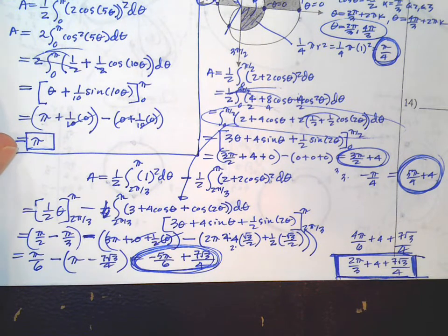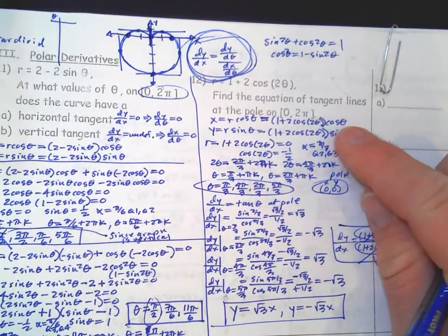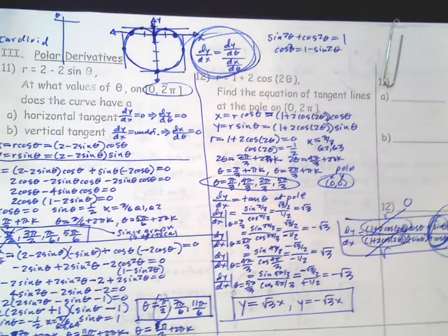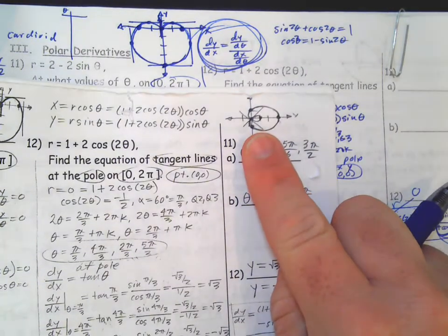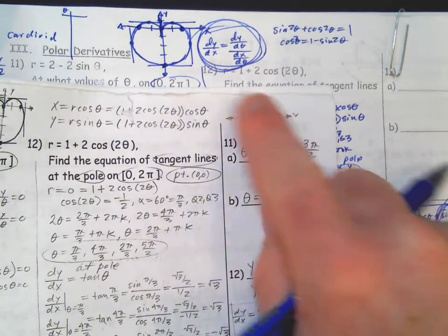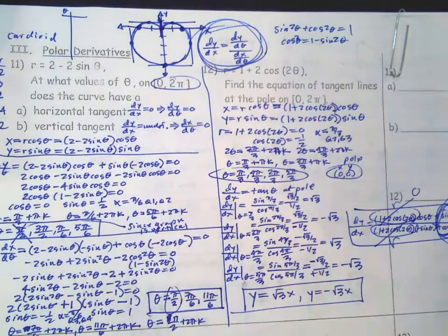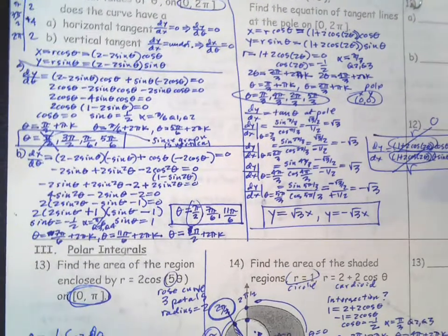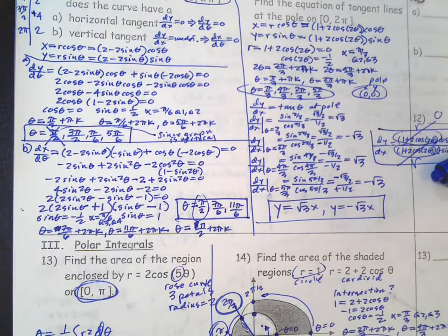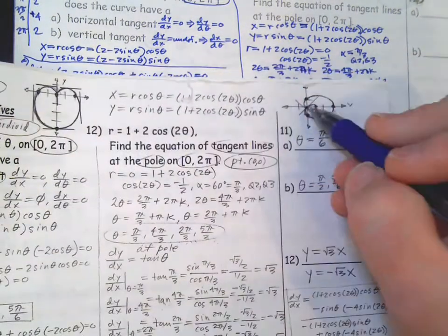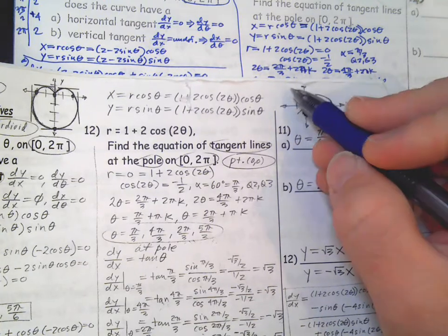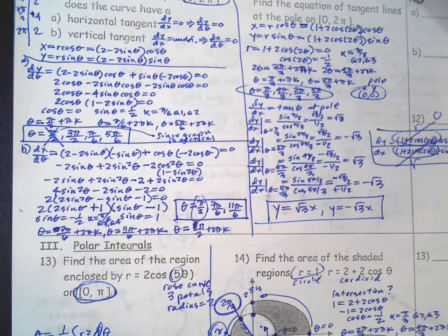I guess on problem 12, I should have done a sketch to figure out where the tangent line would be. Real quick, this is what the sketch would look like. It's a limacon with an inner loop, and that's why we get 4 tangent lines. A regular limacon would just have a horizontal tangent here. You wouldn't get these slanted ones. So that's it. Get ready for your retest.